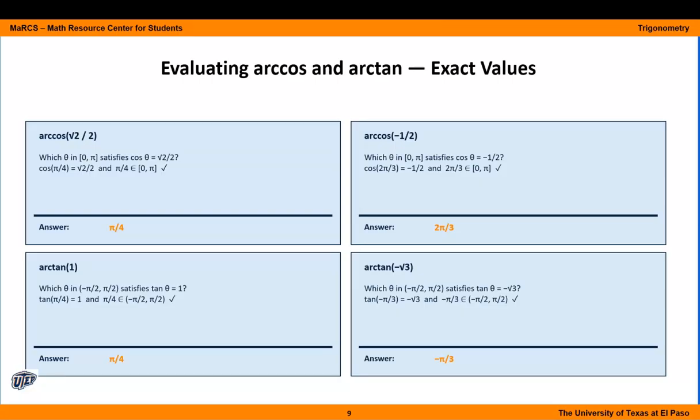Same idea as before, we are always looking for an angle in the restricted range. For example, arc cosine of square root of 2 over 2 is pi over 4. Arc cosine of negative 1/2 is 2 pi over 3. And arc tangent of 1 is pi over 4. For arctan of negative square root of 3, we get negative pi over 3 because that's the angle in the correct interval. Always check the range before answering.